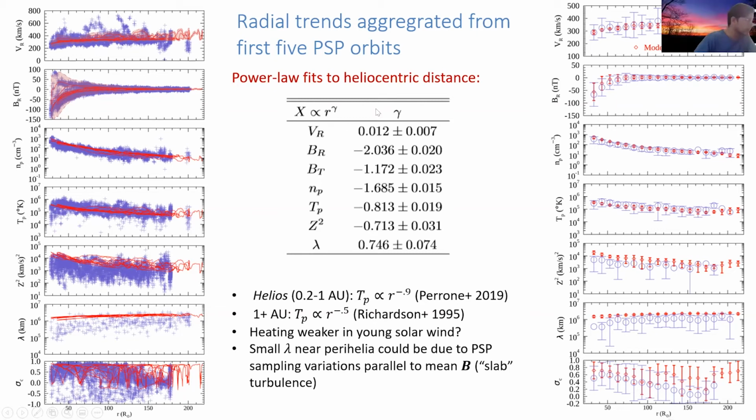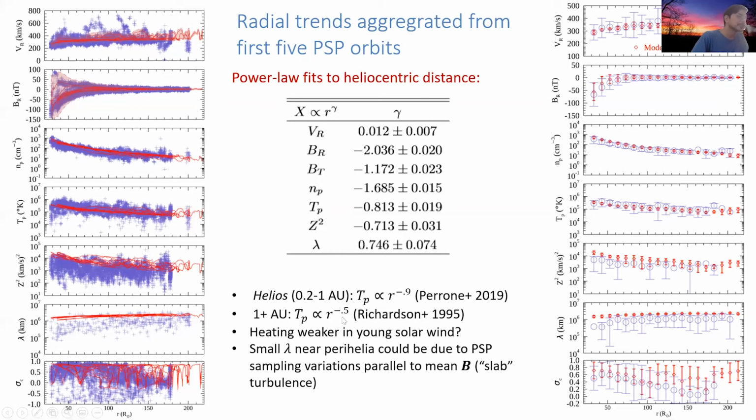So this is my last slide. I just fit some power laws to the different variables that I've shown here as a function of heliocentric distance. For the radial and tangential magnetic field, the power law exponent is pretty close to the Parker spiral expectation. And the interesting thing in the proton temperature is that you have a power law of minus 0.8, which is pretty close to what you get from Helios measurements, which is minus 0.9.